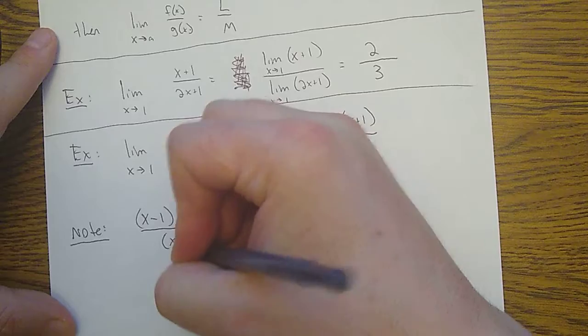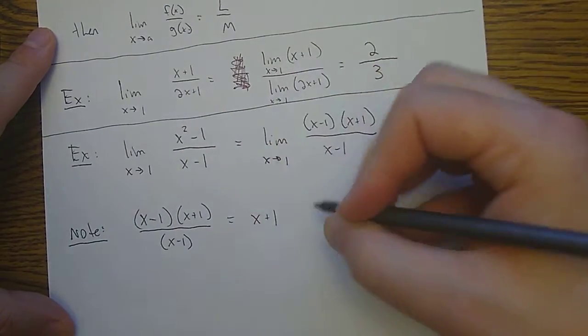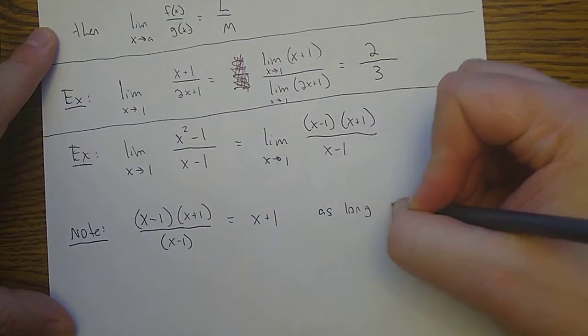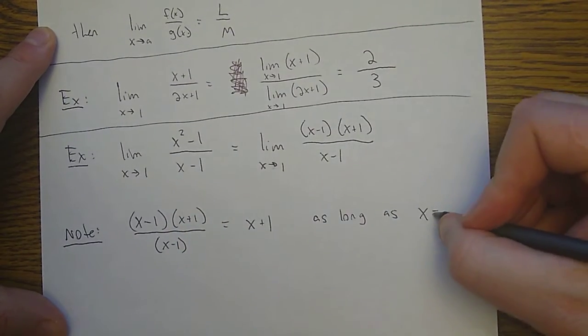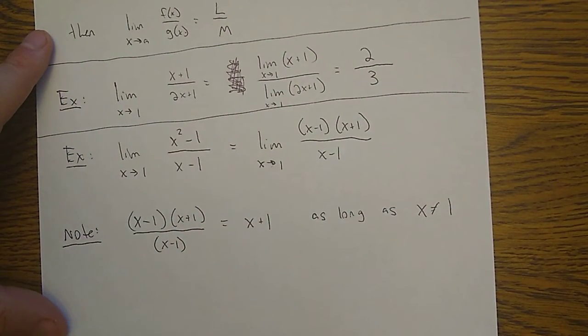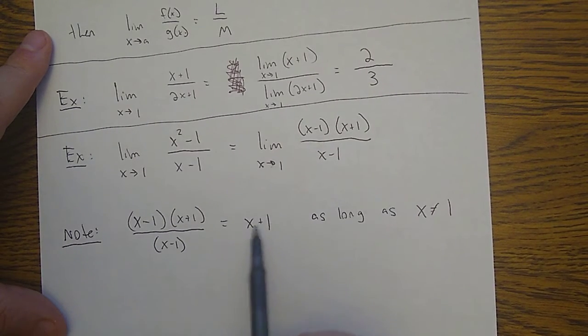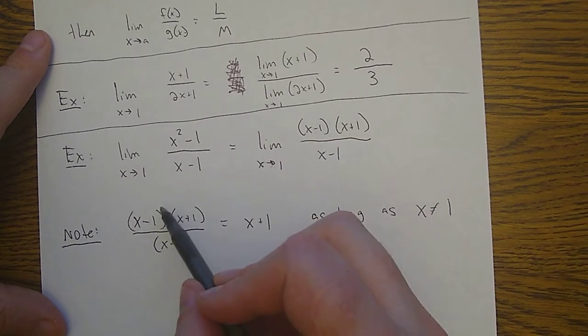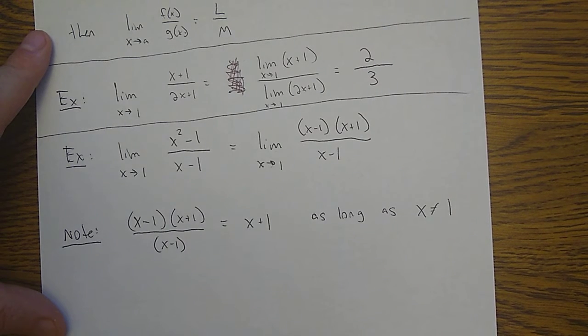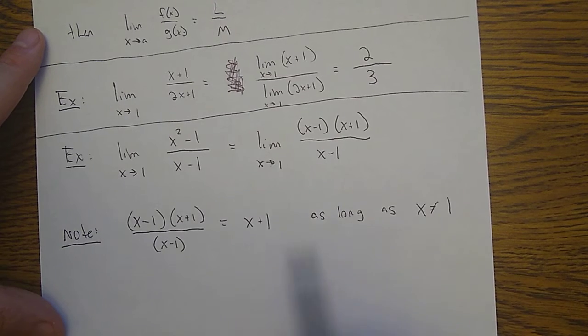This is equal to this as long as x isn't 1. Right? If x was 1, this side would be undefined and this side would be 2. But as long as x isn't 1, I can cancel this and I get x plus 1. So why am I being so technical about this? It's just because this doesn't always equal this. It's possible that this side is undefined and this side is defined.